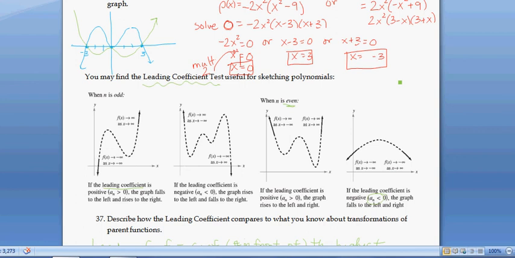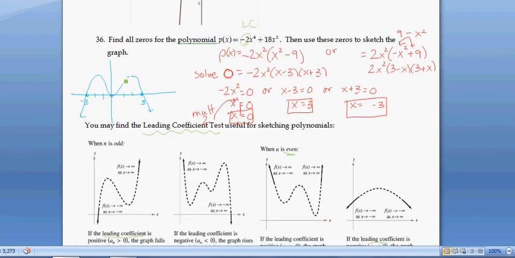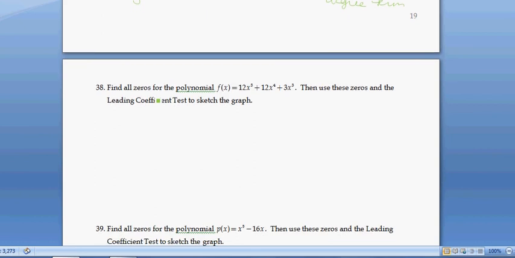So which one is right? Is the blue graph right or the green graph right? So of course it's the blue graph, right? Because it has to end going down, right? So it has to end going down in both directions. Okay, so let's practice this a little bit more. Let's look at another example.